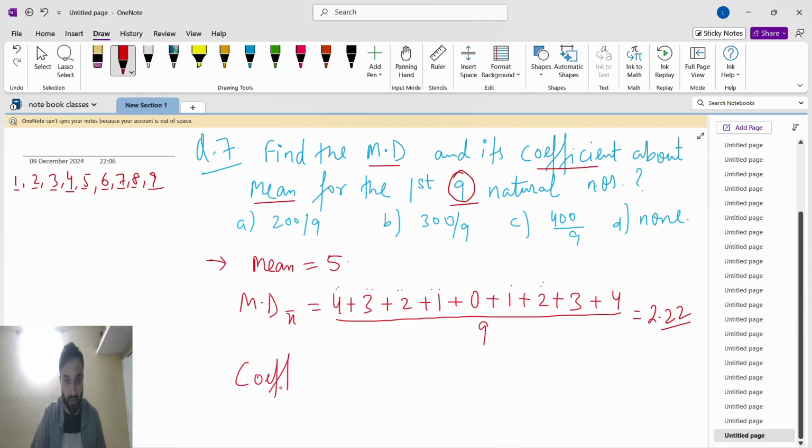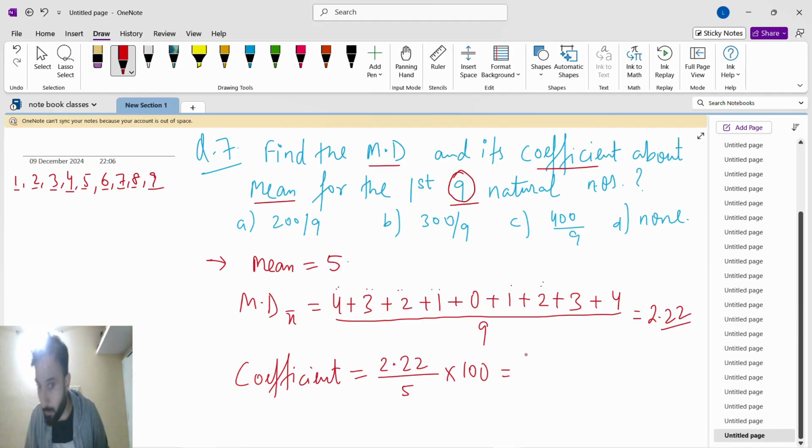Now it's time to find the coefficient. So coefficient of mean deviation about mean means first we will take this mean deviation about mean, 2.22, divided by the mean, which is 5, into 100. So 2.22 divided by 5 into 100. So we are getting 44.4.